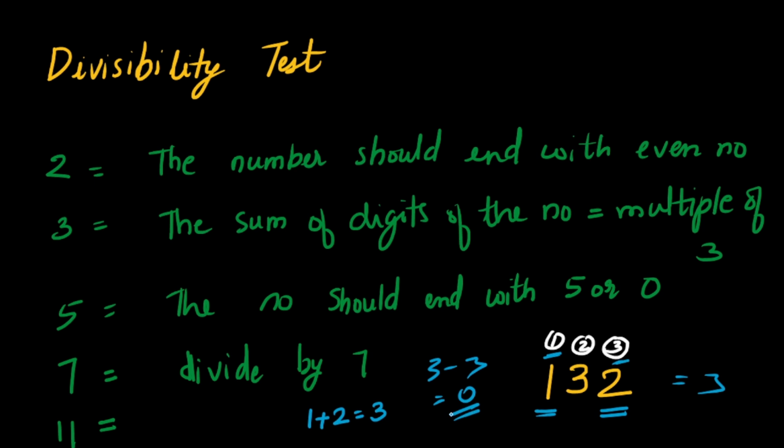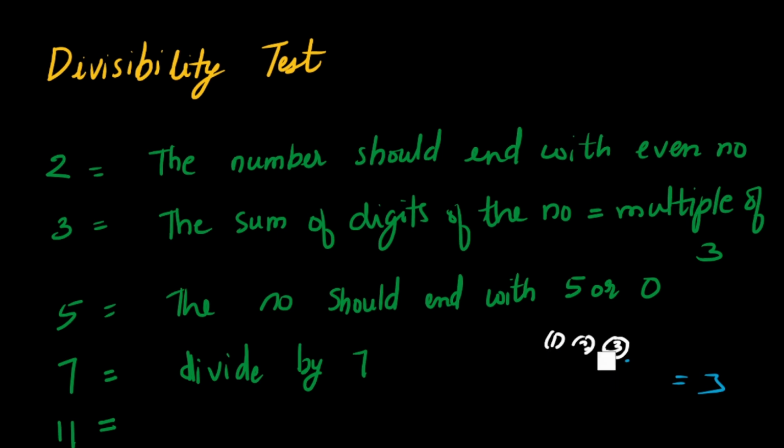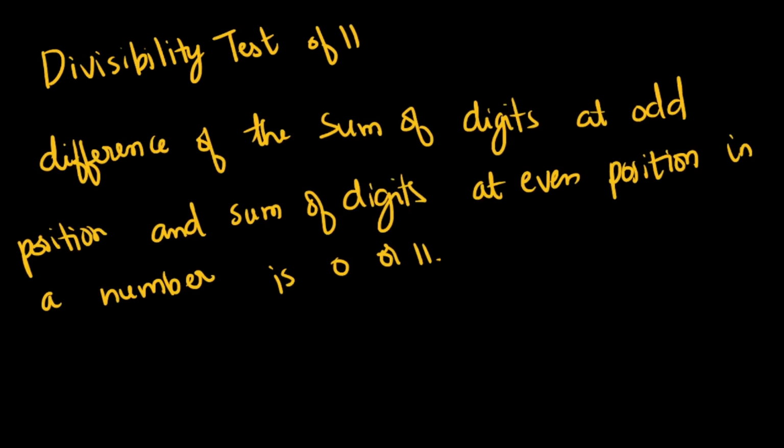When you subtract and you get 0 or 11, it means that the number is divisible by 11. I hope it's clear. Okay, even if it's not clear, it's fine. Just divide it by 11 to check whether it is divisible by 11. If you're getting the remainder 0, then it is divisible by 11. So this is the divisibility test of 11.